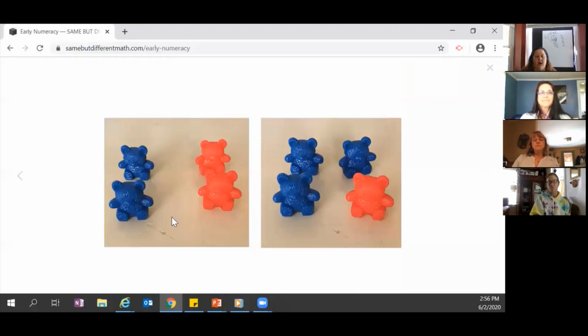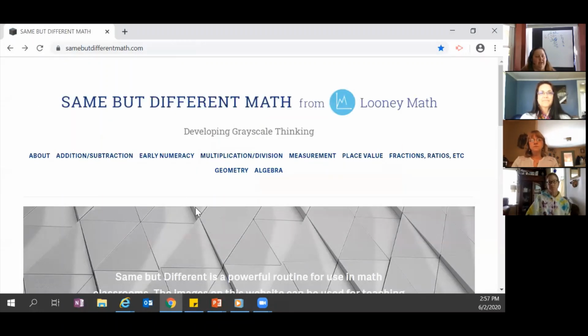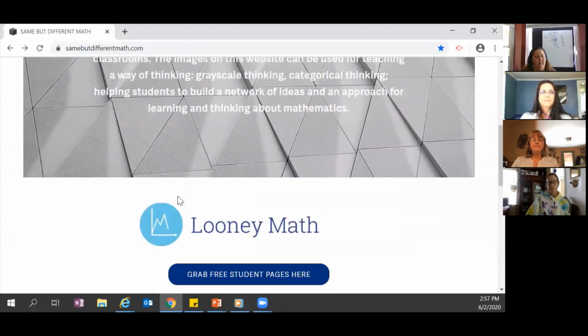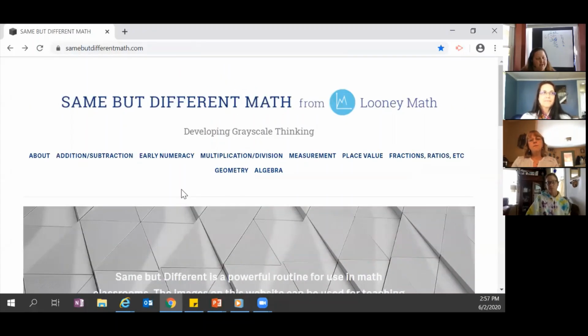So this would be our young learners who are working on early number, early numeracy. So there's still four bears, but two blue and two red is the same number of bears as three blue and one red. So there's all kinds of different pictures, all the way up through geometry and algebra, place value, fractions and ratios that could be used for same but different. I'm gonna head back to our PowerPoint.